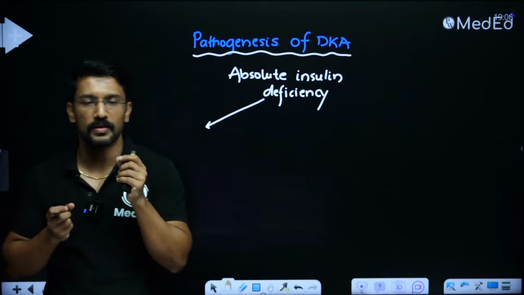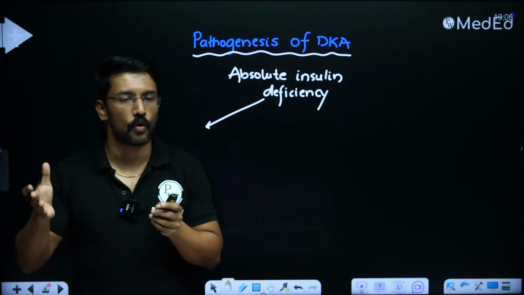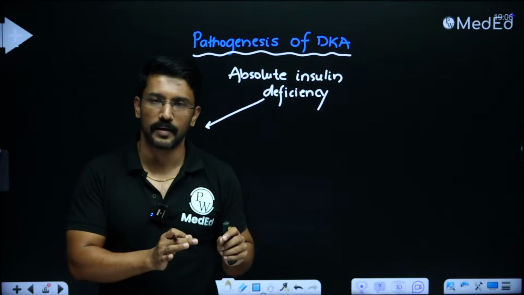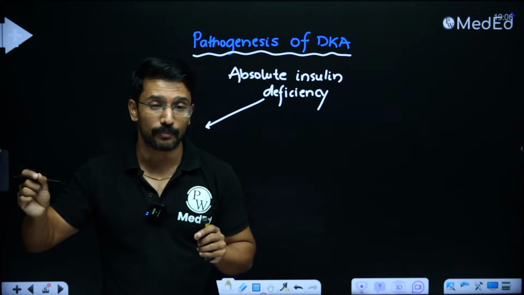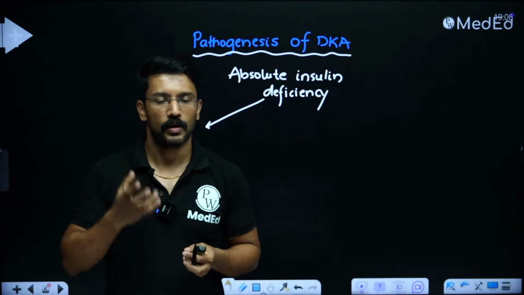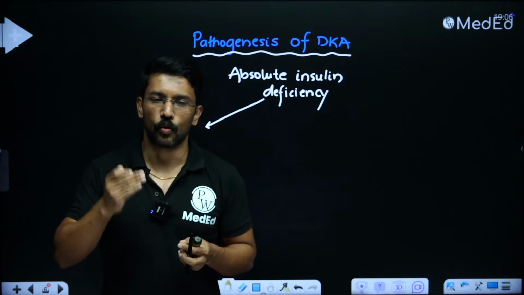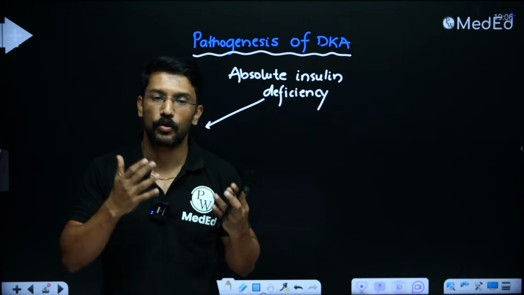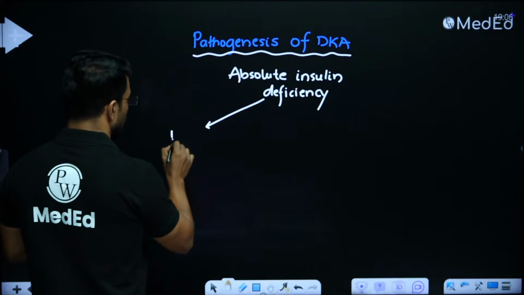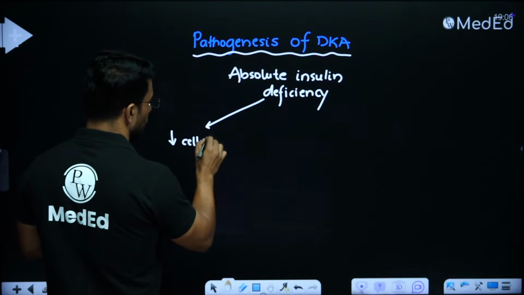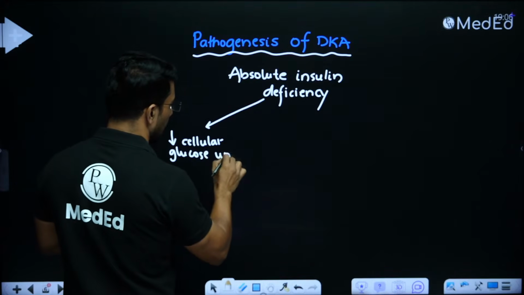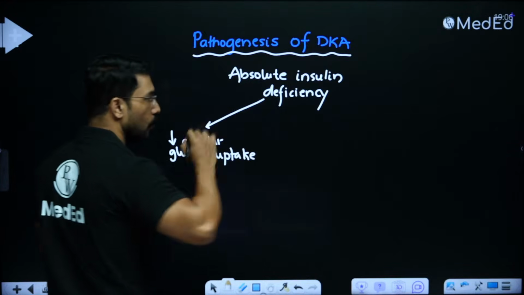Whenever a teacher asks you what is the main function of insulin, please do not say, sir, regulation of blood glucose levels. Yes, it is indeed an important function of the insulin, but equally important is that insulin is required for the cellular utilization of glucose. Cells are able to utilize glucose only when insulin is there. Otherwise, cells cannot use the glucose. So when there is absolute insulin deficiency, there will be decreased cellular glucose uptake. So cells are not getting sufficient glucose.